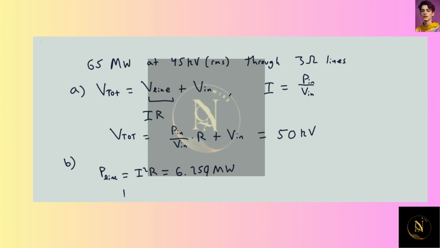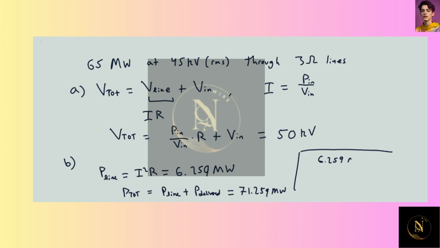And now the total power is going to be the lost power through the line, so P line, plus the power delivered. So power delivered, which we know to be 65 megawatts. And this works out to be 71.259 megawatts.